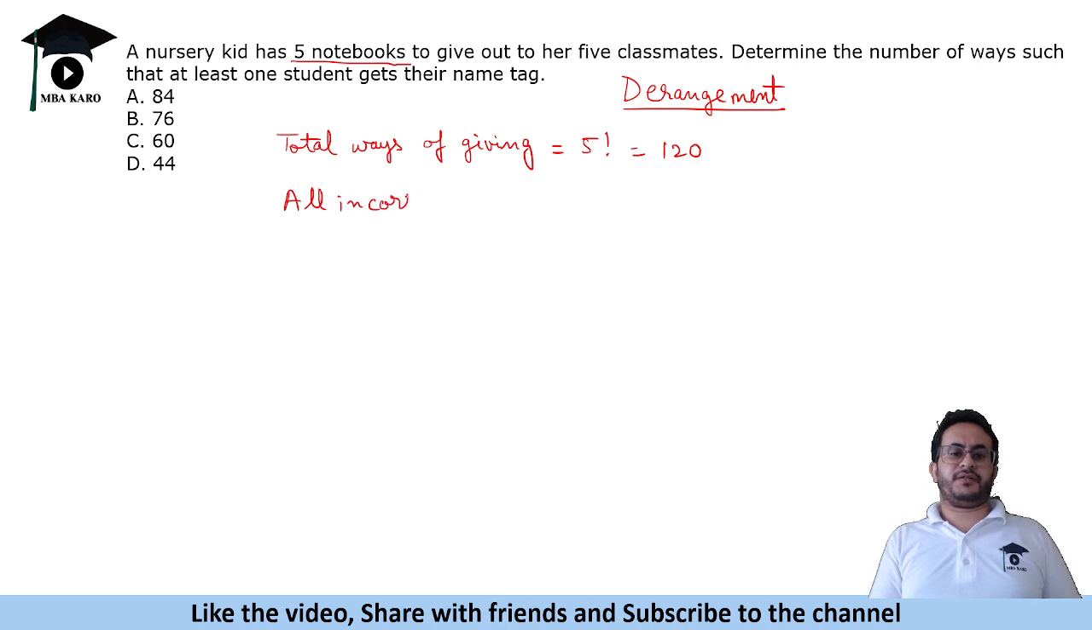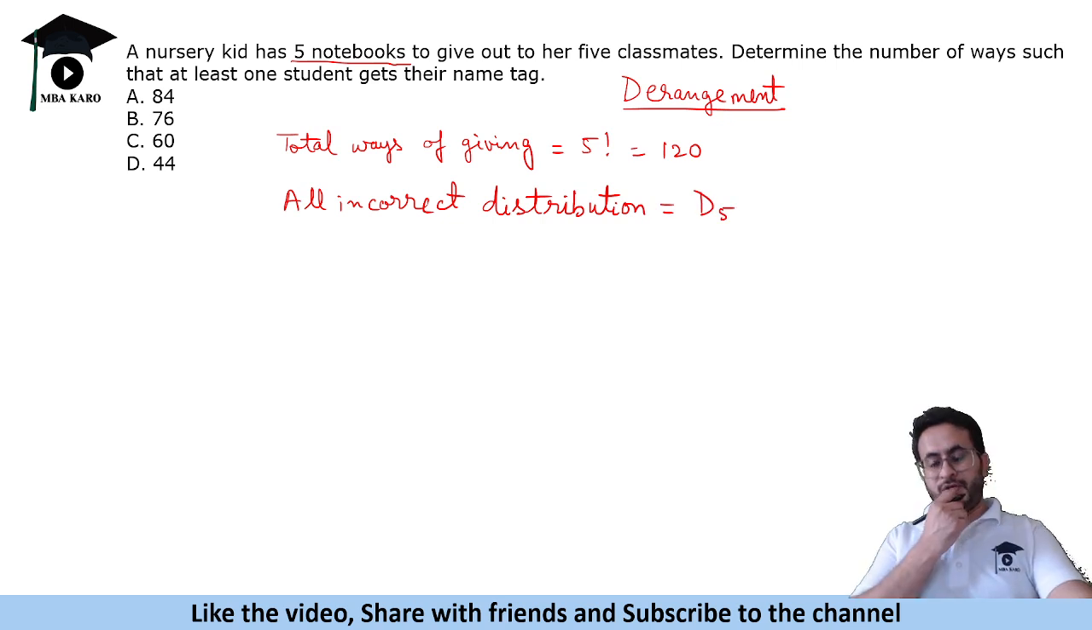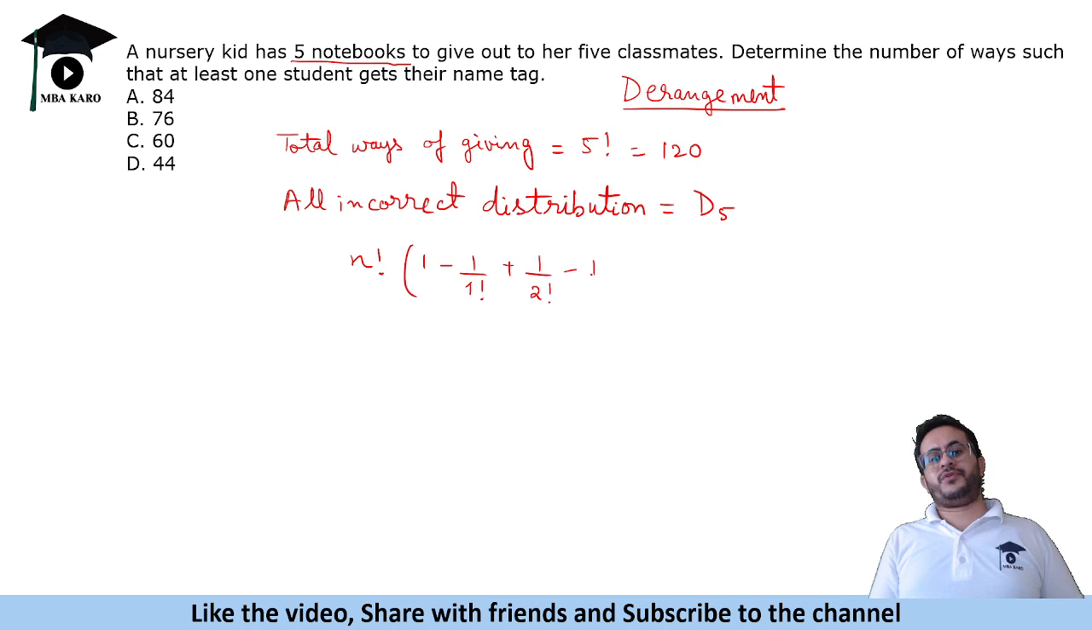incorrect, you can say that distribution, that is called derangement. So if you distribute certain things such that all of them are incorrectly distributed, that is called derangement. Okay. So for derangement we have a formula: n factorial times (1 minus 1 upon 1 factorial plus 1 upon 2 factorial minus 1 upon 3 factorial plus 1 upon 4 factorial and so on up to n factorial).